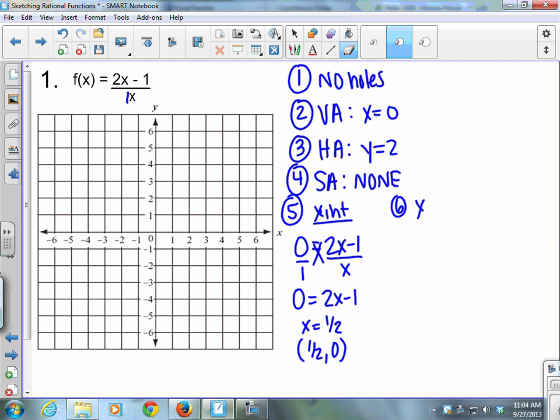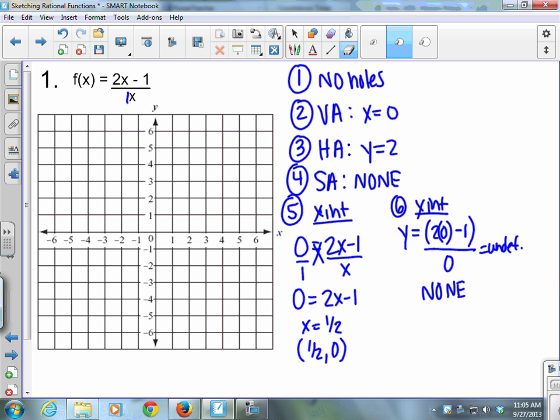Alright, the sixth thing I'm going to find is the y-intercept. So the y-intercept, I'm going to plug 0 in for x, so this is going to be 2 times 0 minus 1 over 0. Now, since the 0 is in the bottom, that makes this undefined. And since I can't have an undefined y-intercept, there are no y-intercepts, or none.